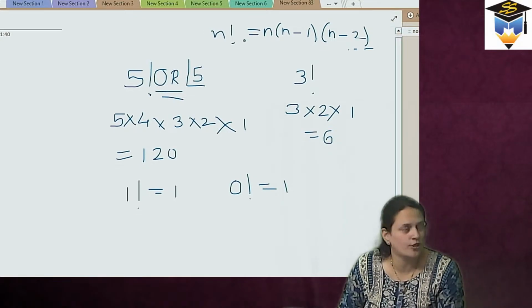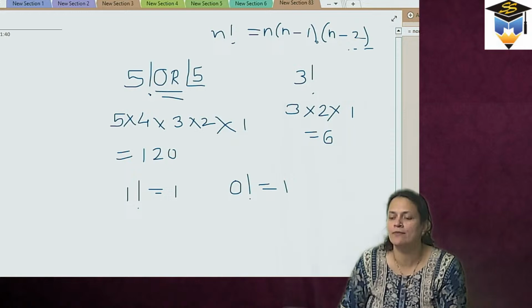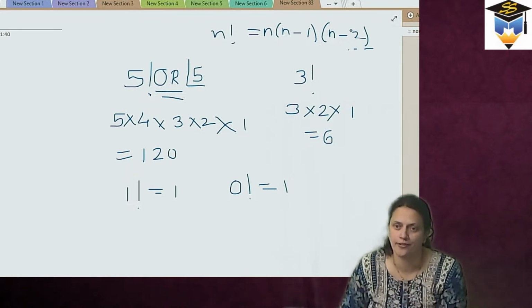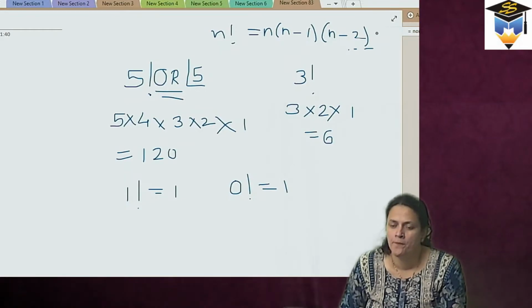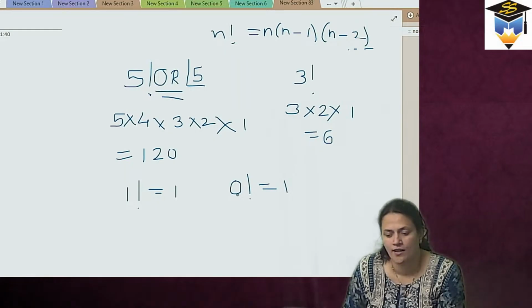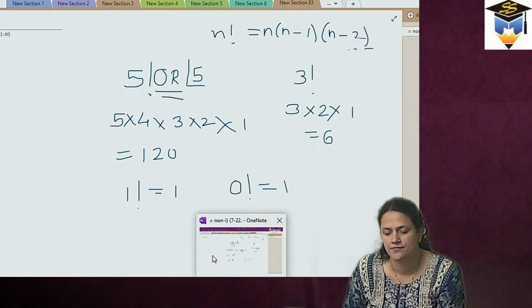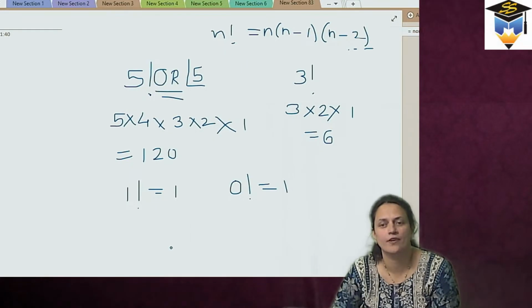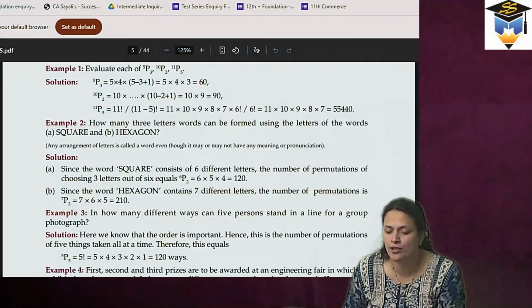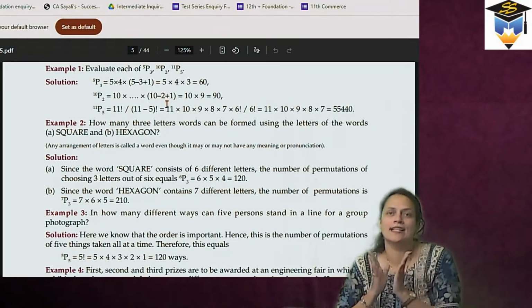Also, n factorial can be written as n into n minus 1 into n minus 2, and so on. It can further carry on. Okay? Finished? Now, as I was telling you, the permutation concept. So let us take an example.